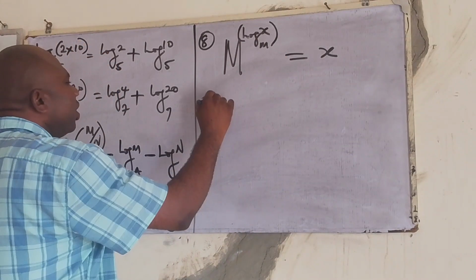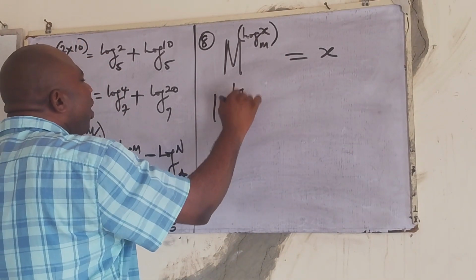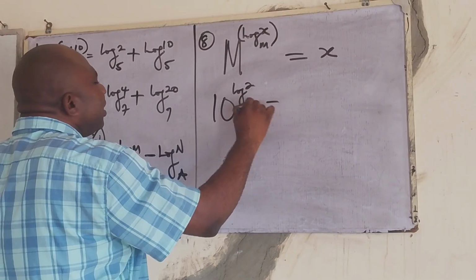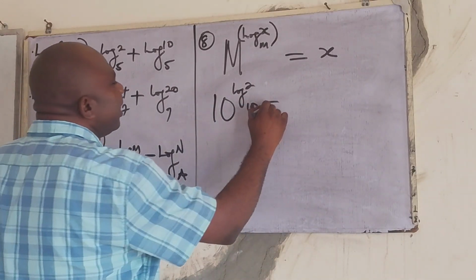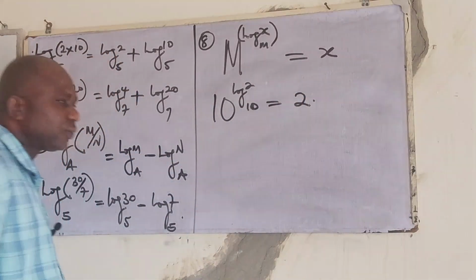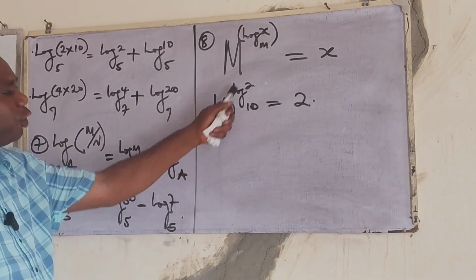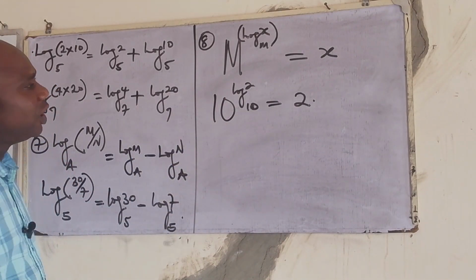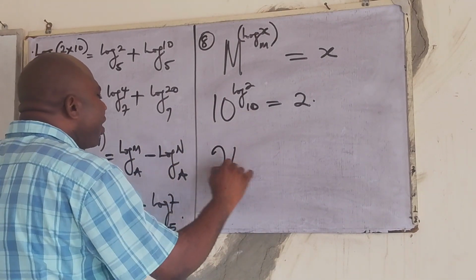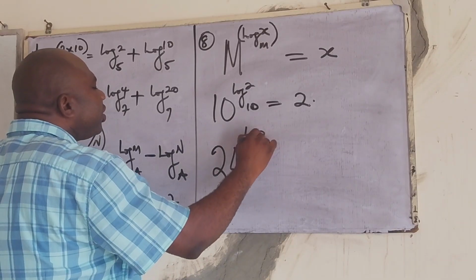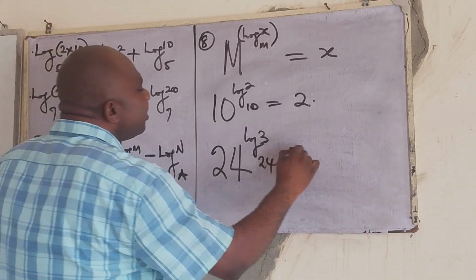Now what we're trying to say, 10 raised to the power of log 2 base 10, the answer will just be 2. Now, if you have 24 raised to the power of log 3 base 24, the answer will be 3.